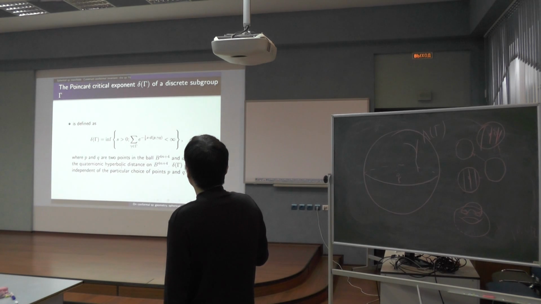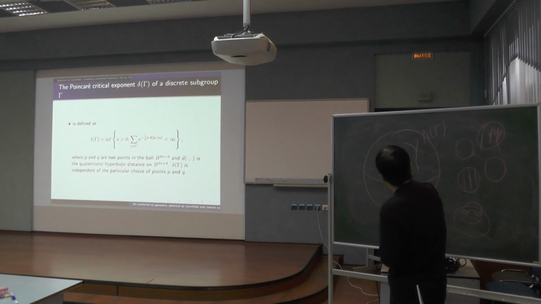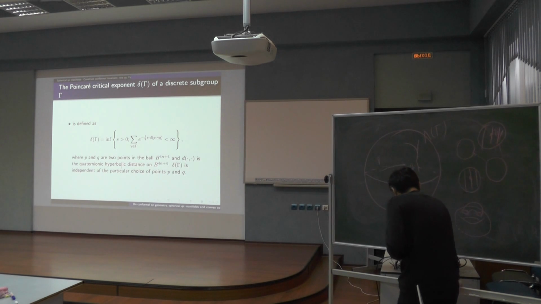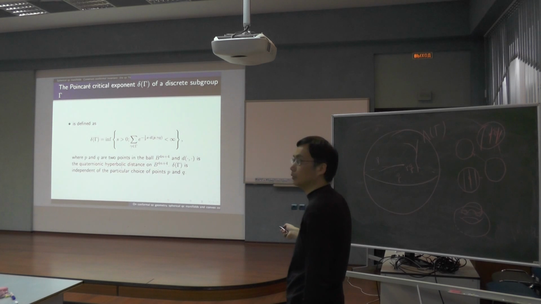Now, given a group, we have the Poincare critical exponent. That means we take two points P and Q, then calculate the distance from P to gamma Q, for any P and any Q. The distance is the quaternionic hyperbolic distance on the unit ball, times s. Take the exponential and sum over all elements of the group.